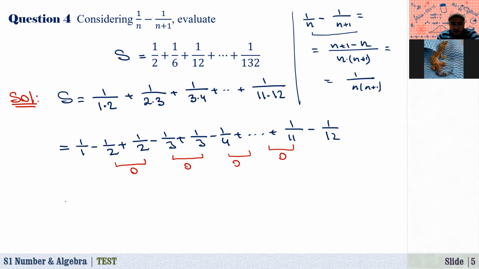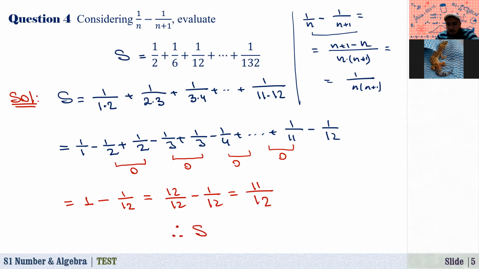So what is left here? We have only the first number because it doesn't have a pair, that's 1, minus the last fraction, which also doesn't have a pair, 1 over 12. Now if you simplify this, 1 is 12 over 12 minus 1 over 12. That's equal to 12 minus 1 is 11 over 12. So s is equal to 11 over 12.